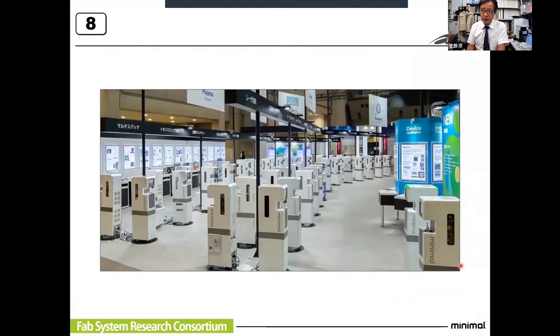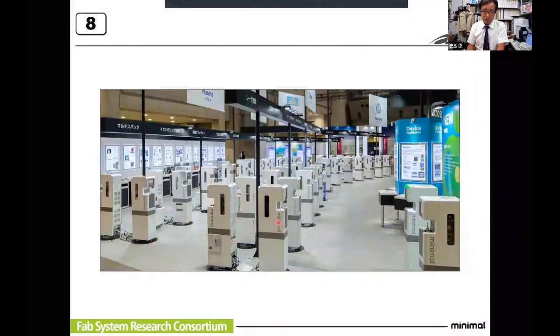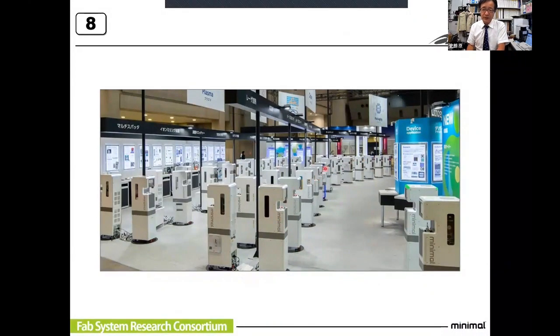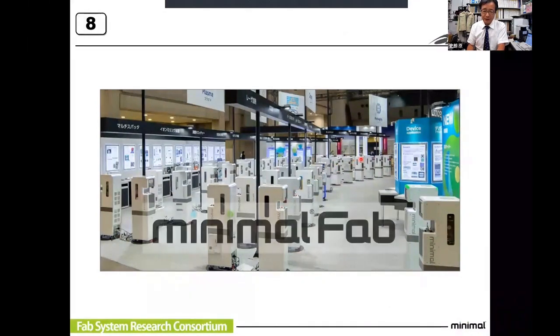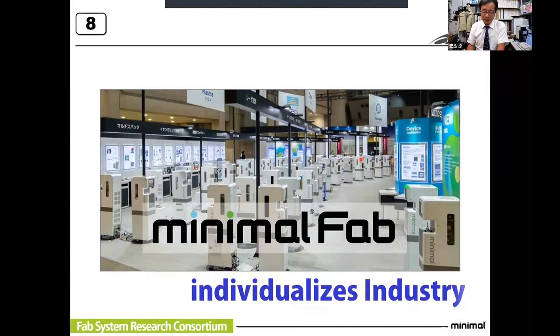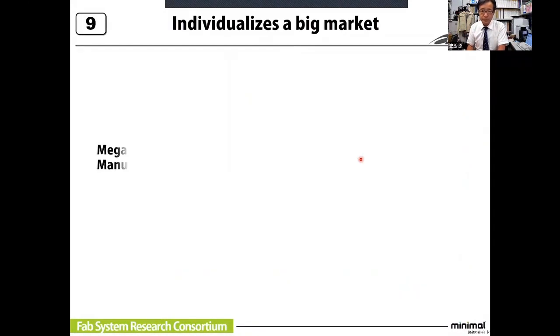So this is our minimum fab. Many tools have been developed. Please note that these are different process tools, not the same one. So we want to individualize industry to a very small size.